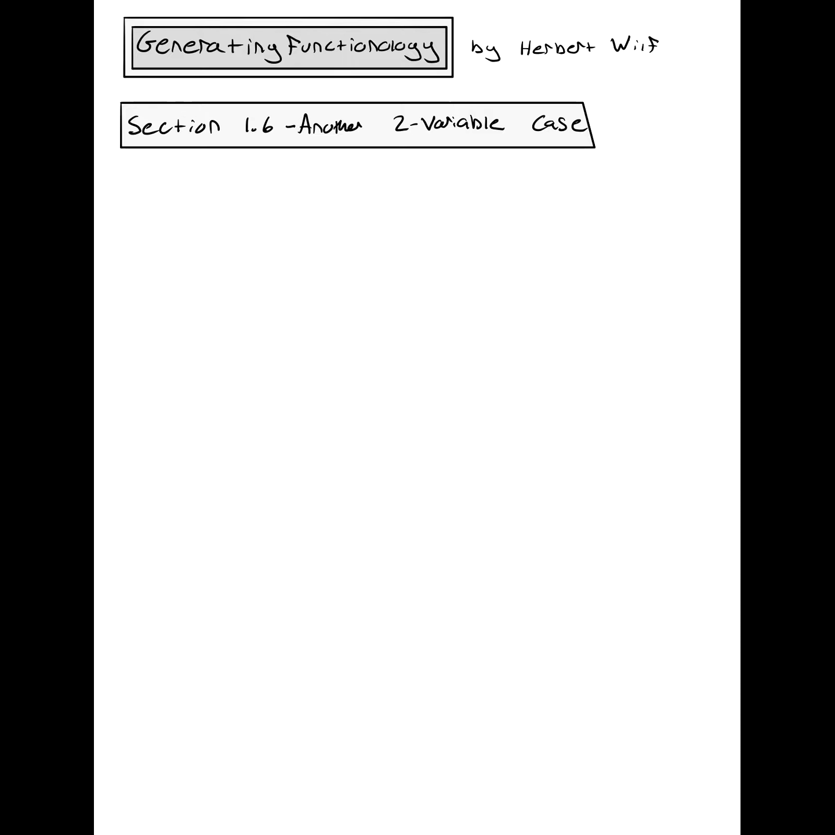Hello and welcome to another lecture on generating functionology by Herbert Wilf. My name is Hunter Ream and I will be talking to you about section 1.6, called another two-variable case. In this section we plan to come up with the closed form for the Stirling numbers and the Bell numbers.